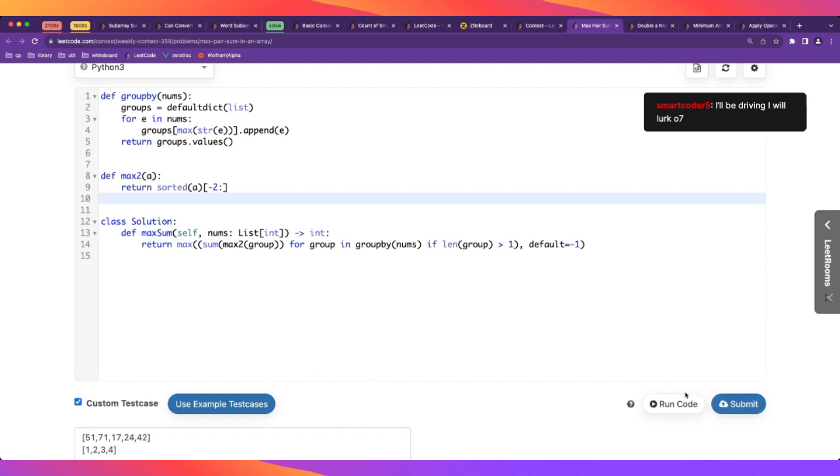Hey, smart coder. You'll be driving? Okay, don't.